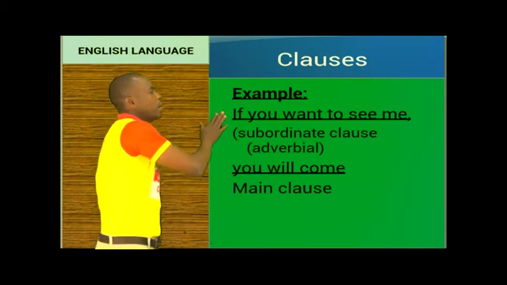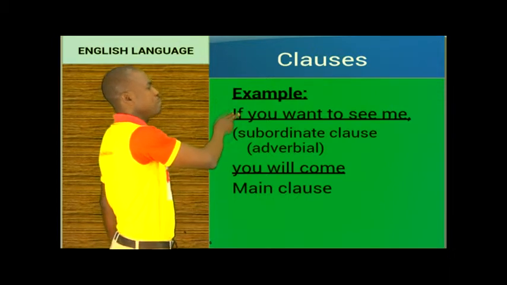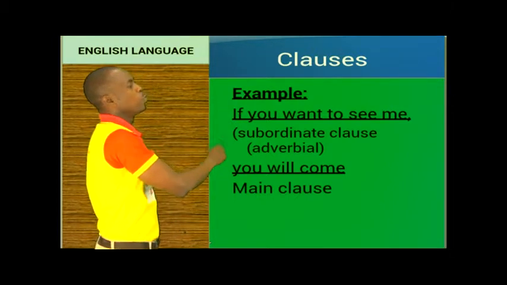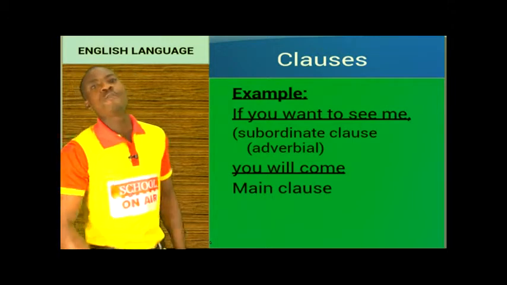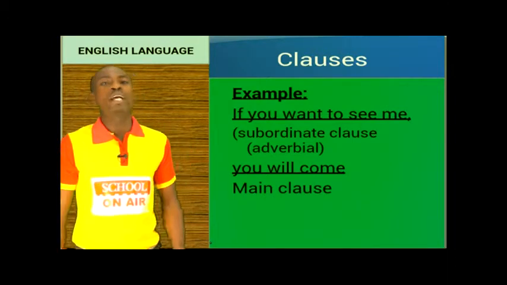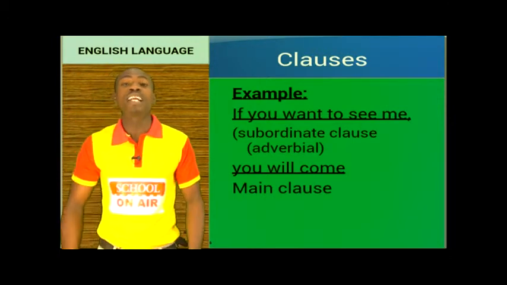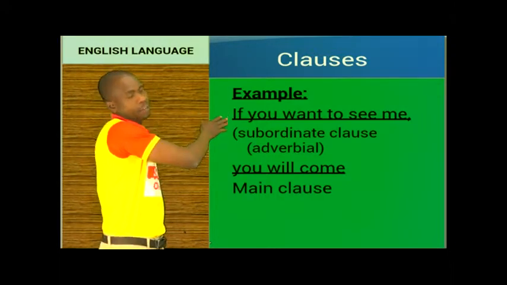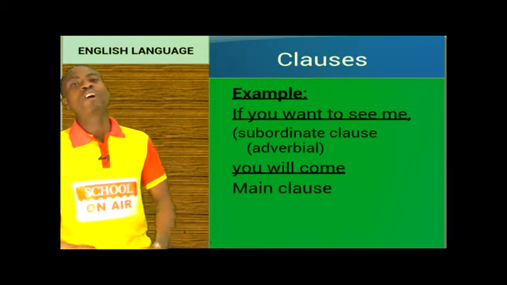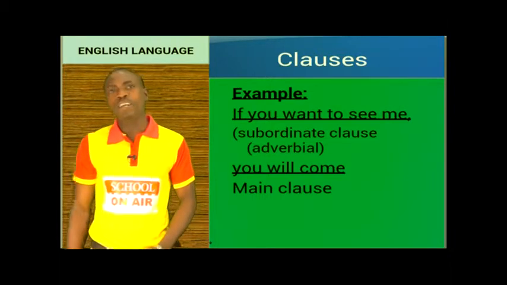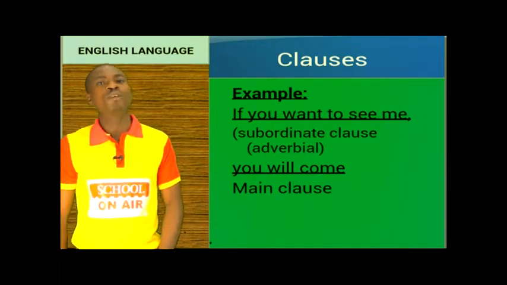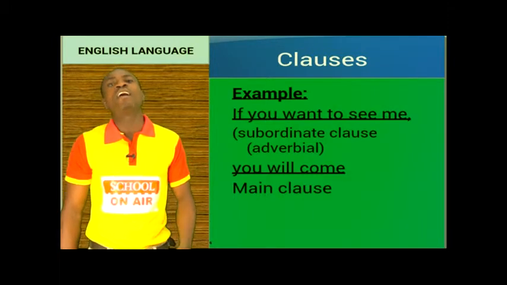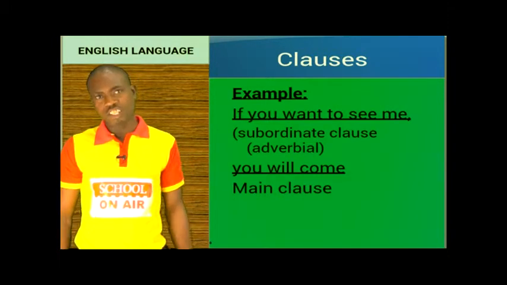The first example we have: if you want to see me, you will come. If you want to see me is seen as a subordinate clause. Yeah, it's a subordinate clause here. And because it begins with the word if, it is given a kind of condition. So it's a subordinate adverbial clause of condition here.